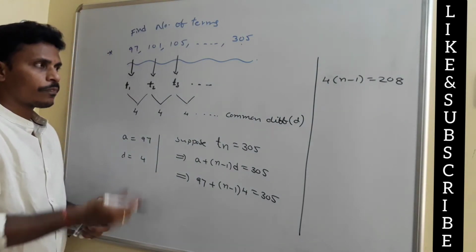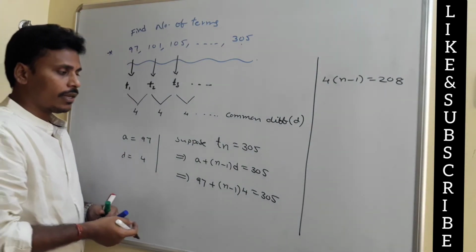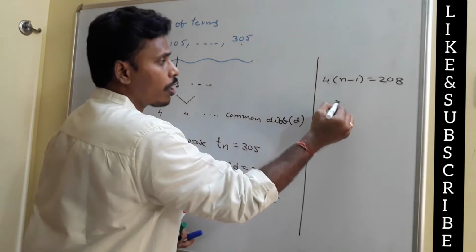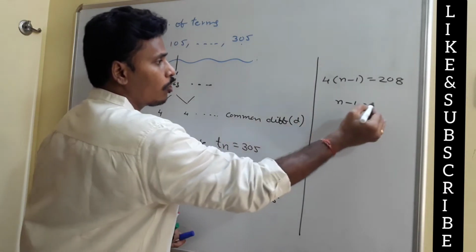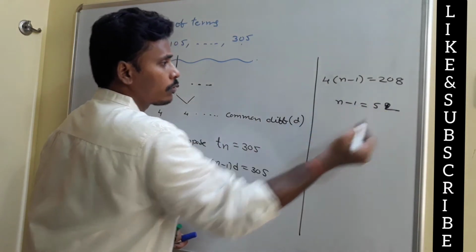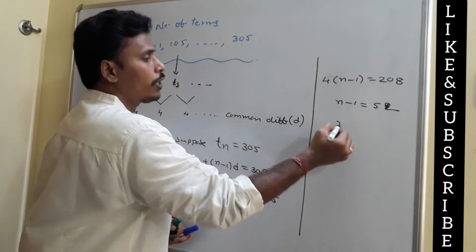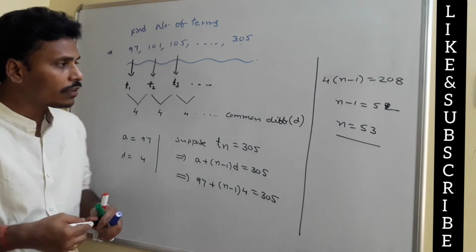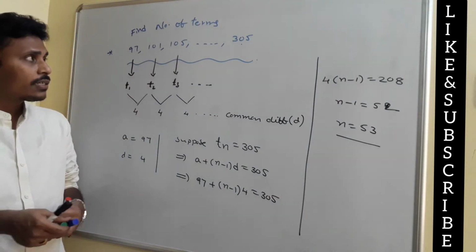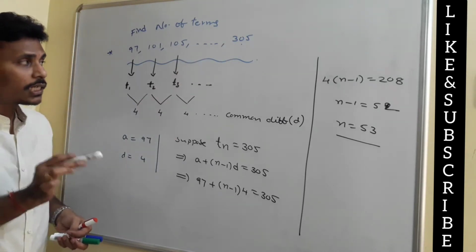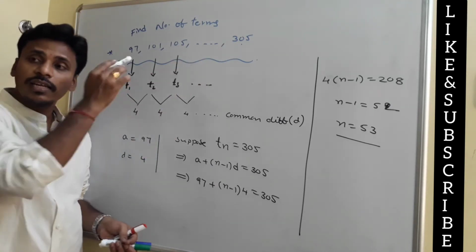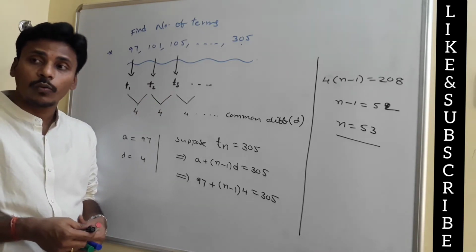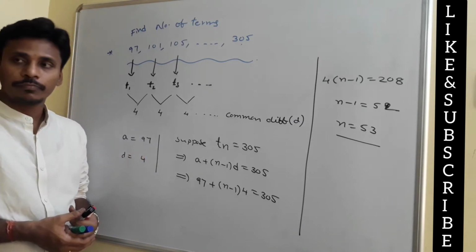Now 4 times n minus 1 is 208. Then what is n minus 1? You just divide by 4. You get 52. Since n minus 1 is 52, then what is the value of n? That is 53. Since the value of n is 53, it represents that this 305 is the 53rd term of this arithmetic sequence. Since 305 is the 53rd term, what is the number of terms of the sequence? Clearly, it is 53.